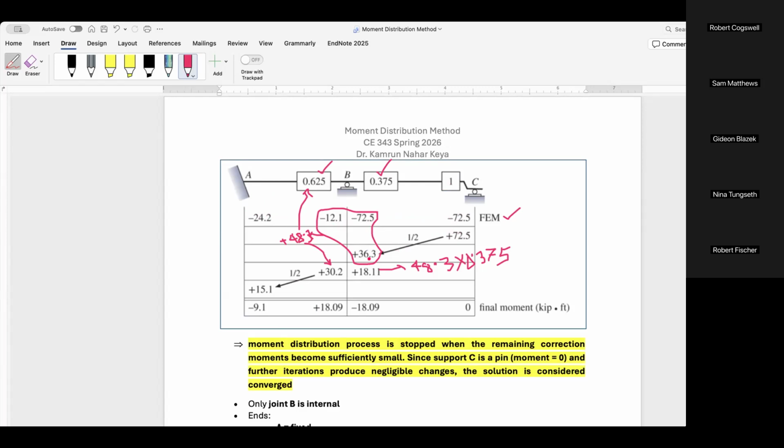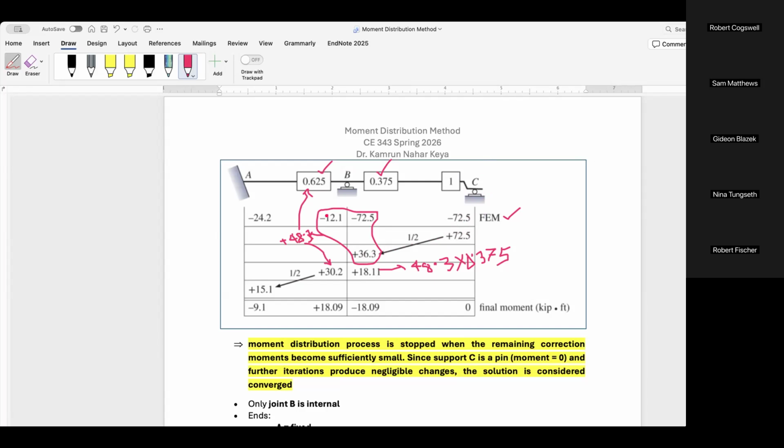So in the previous math, if you remember, we didn't start from this at the end, because at the end there was nothing, it was 0. But here we have some distribution factor. So we need to consider that. If it's a roller, then we will consider that there is no distribution factor, because there will be some moment at the end. But here there will be no moment, so that's why it's 1. So we did that, it's carry over half, 36.3.